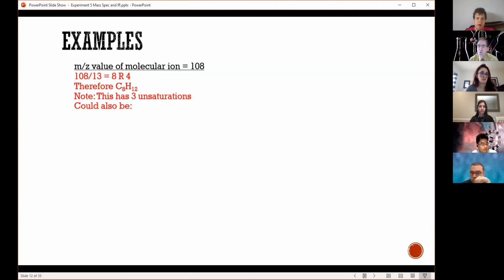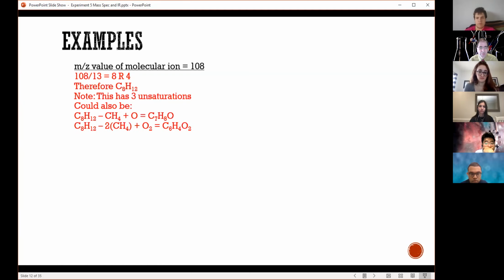Now, what if you also had a heteroatom? What if you had some oxygen in it? So here's what you do if you have an oxygen. We said that you take out a methyl group or a CH4 group because that weighs 16, and you add in an oxygen. So we took out 1 carbon, so we went from C8 to C7, and 4 hydrogens, so it became C7H8O. This also weighs 108. So if your formula had an oxygen, it could be this.